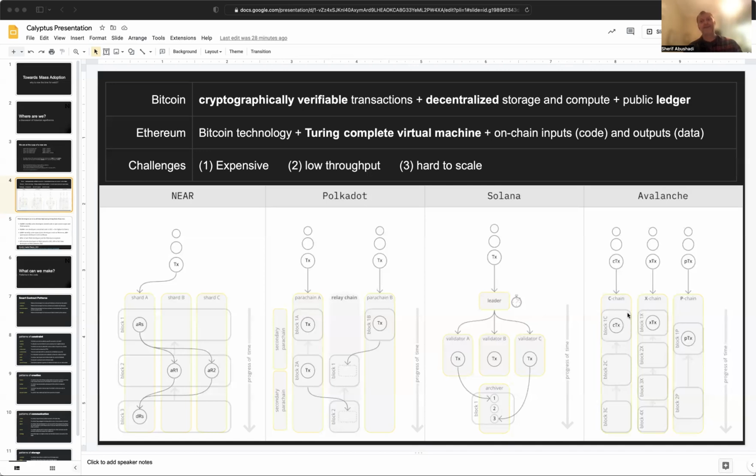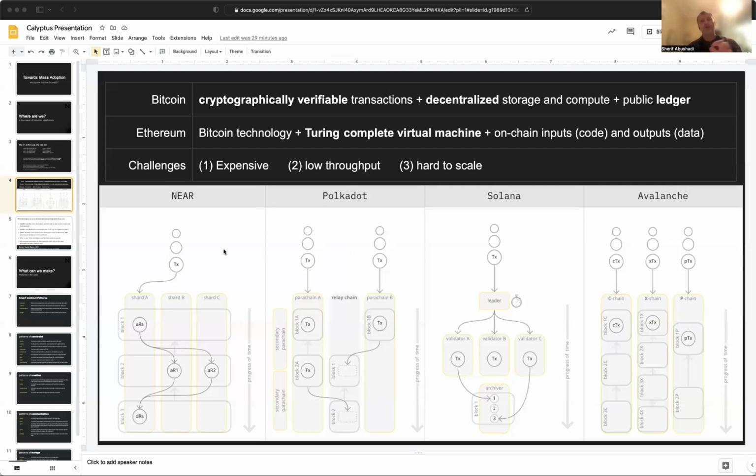And then Avalanche, splitting transactions by specialization: a C chain, an X chain, a P chain, for different kinds of transactions, basically. So protocol on the P chain, Ethereum-related transactions on the C chain, and so on. So that gives you a sense of how the parallelization is working.